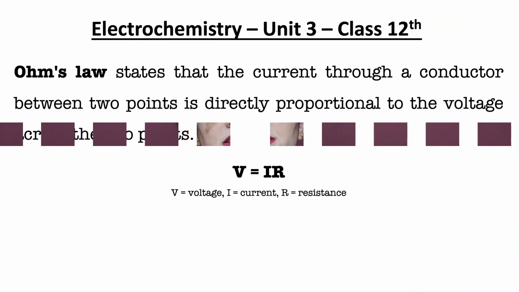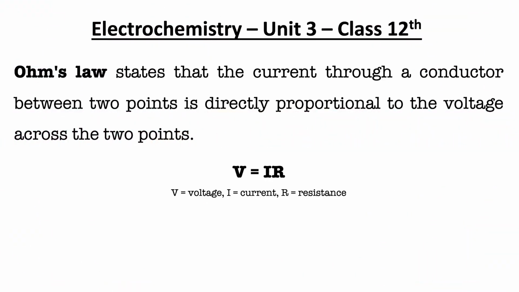Now comes Ohm's law. Dear student, you must have heard about it in class 10th physics electricity lesson, where there is a relation between potential difference and current. Ohm's law states that the current through a conductor between 2 points is directly proportional to the voltage across the 2 points, that is, V is directly proportional to I. And when we remove the sign of proportionality, we get a constant known as resistance, with symbol R.